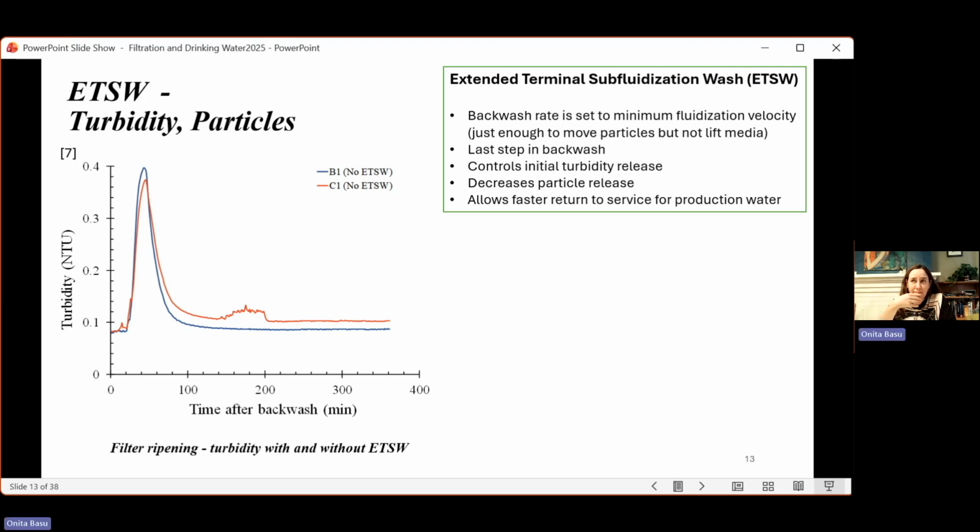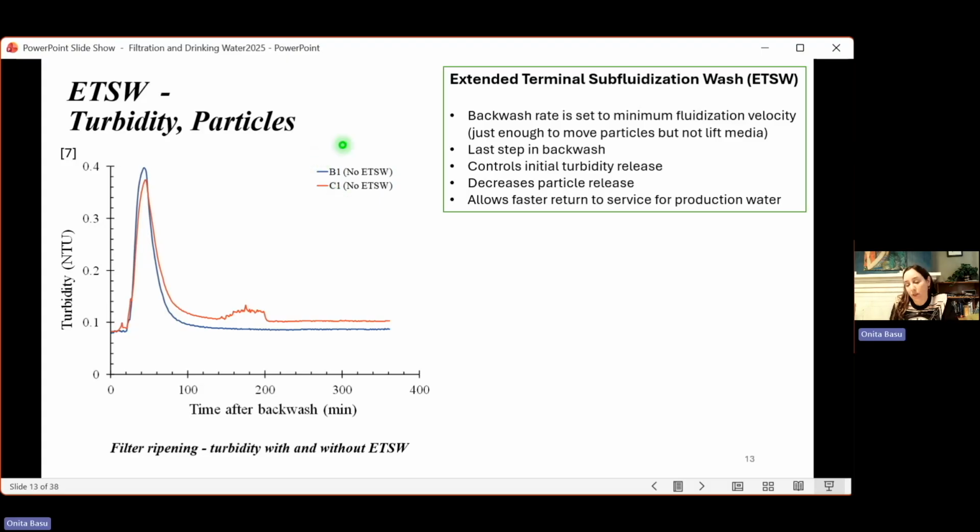It's probably around 25-30% of facilities that use ETSW as part of their procedure. The goal of ETSW is to minimize the spike that we see at the beginning of ripening. It decreases subsequent particle release, which allows the bed to go into service faster, which allows for a larger production of water overall.